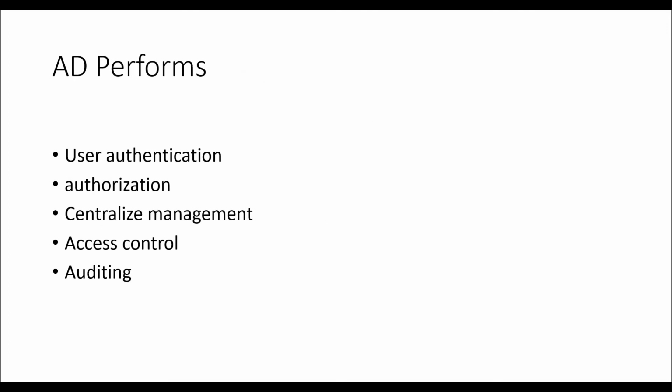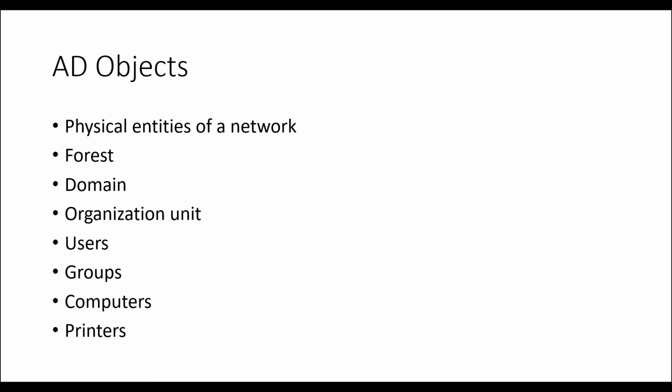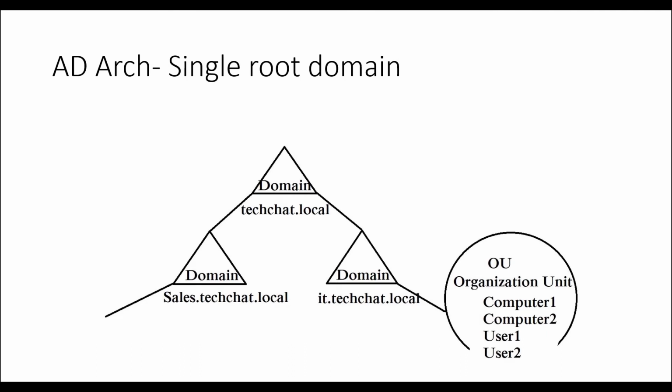So the tasks performed by Active Directory are user authentication, authorization, centralized management, access control, and auditing. Now we are going to talk about the AD objects: physical entities of a network, forest, domain, organization unit, users, groups, computers, printers. You already have heard about users, groups, computers, printers, but you are not familiar with forest, domain, organization unit. So we will talk about them.